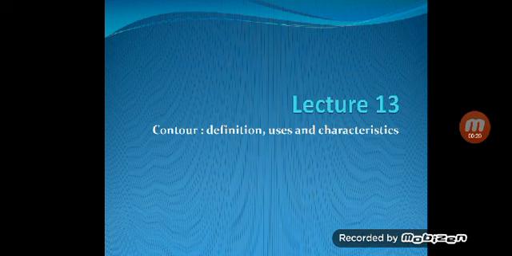So this is lecture number 13, that is contour: the definition of contour, the uses of contour and characteristics of contour. There are very few questions that can be asked in end-sem exams, like the definition can come for just 1 mark, the characteristics of contour that was asked in previous year's end-sem exam, and the uses or the purpose of contour can be asked in the end-sem exam. So we'll see the definition of contour one by one.